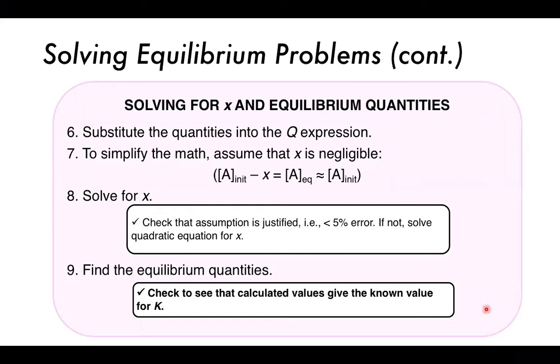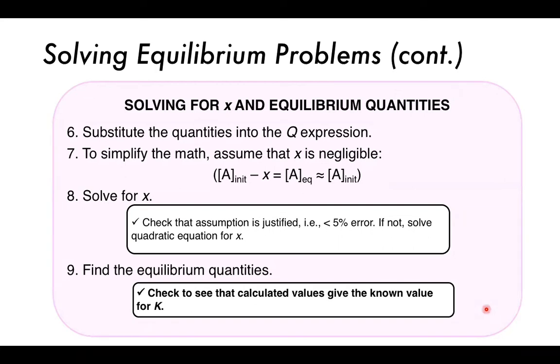So substitute the quantities into the Q expression. To simplify the math, assume that X is negligible. Then the initial concentration of our species minus X is going to be equal to our concentration at equilibrium. If we have a very small amount consumed, then our equilibrium and our initial concentrations are going to be the same. Then we solve for X, and check that the assumption is justified, so we have about a 5% error. If not, then we need to solve the quadratic equation for X.